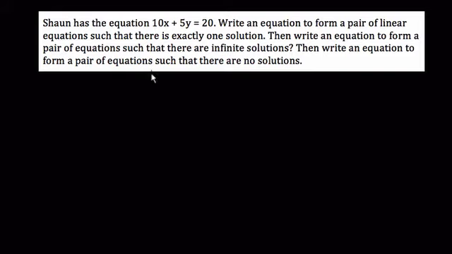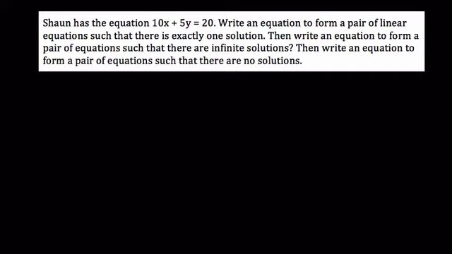Okay, so here we're told that we have the equation 10x plus 5y equals 20, and we're asked to write an equation that will form a pair of equations with only one solution. And then we're going to write an equation to form a pair of equations that has infinite solutions, then no solutions. So what's happening here?